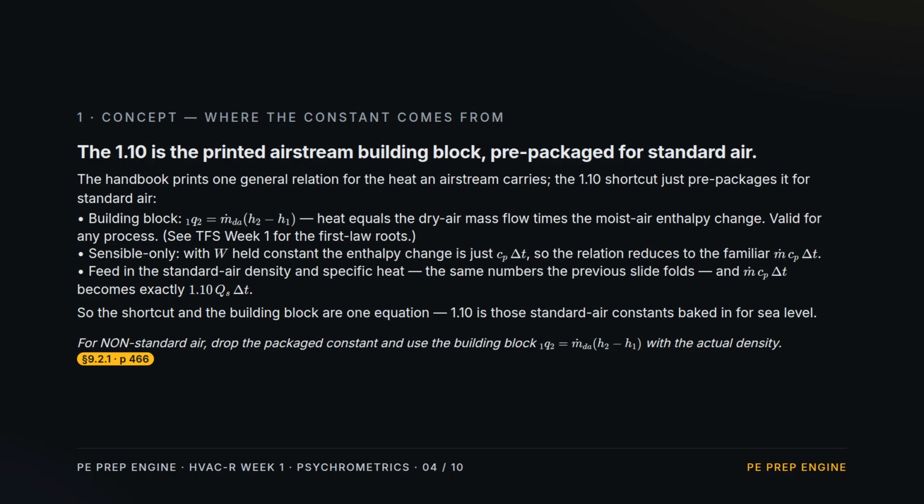Concept 3. Where the constant comes from. The Handbook prints one general relation. Heat equals the dry air mass flow times the enthalpy change. For a sensible process, constant humidity, that enthalpy change is just specific heat times temperature change. The familiar mass flow, specific heat, delta T. Feed in the standard air density and specific heat, and it becomes the 1.1 shortcut exactly. Same equation, constants baked in.